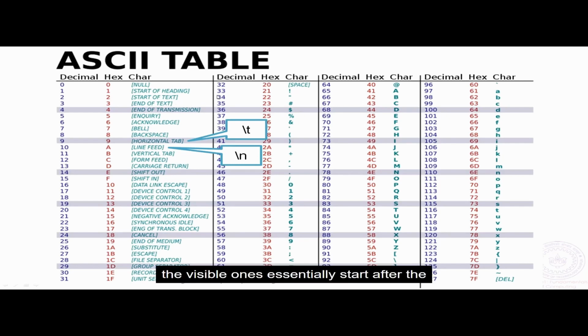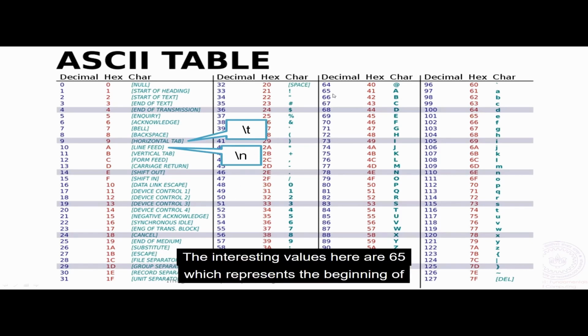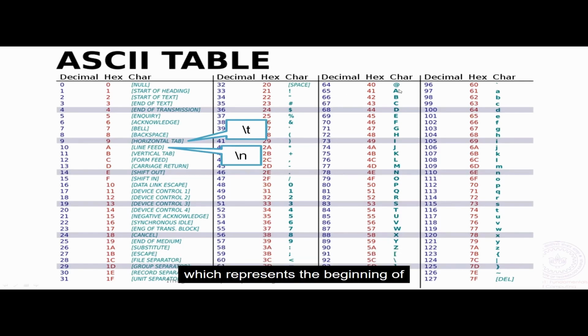The visible ones essentially start after the decimal value 32. The interesting values here are 65, which represents the beginning of the capital letter English alphabet, and 97, which represents the beginning of the small letter English alphabet. So if you wanted to go from capital case A to small case a, all you would have to do is add 32 to capital A, and you would get small a as an output.